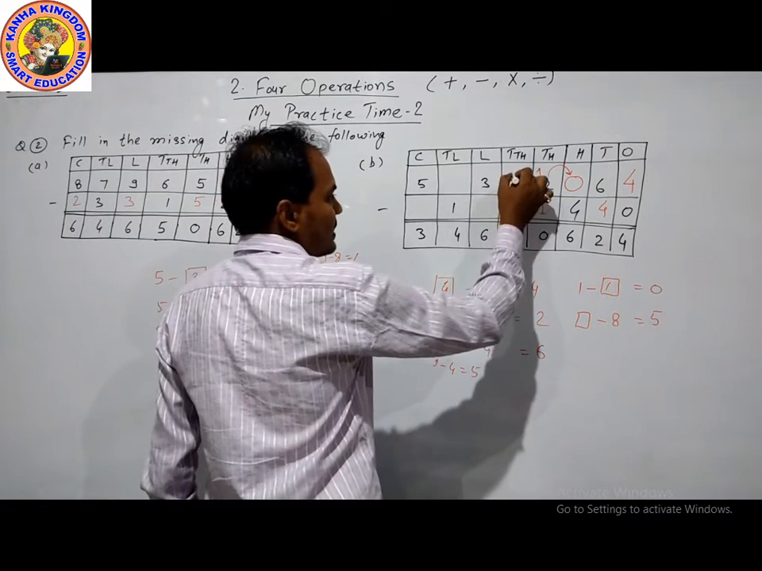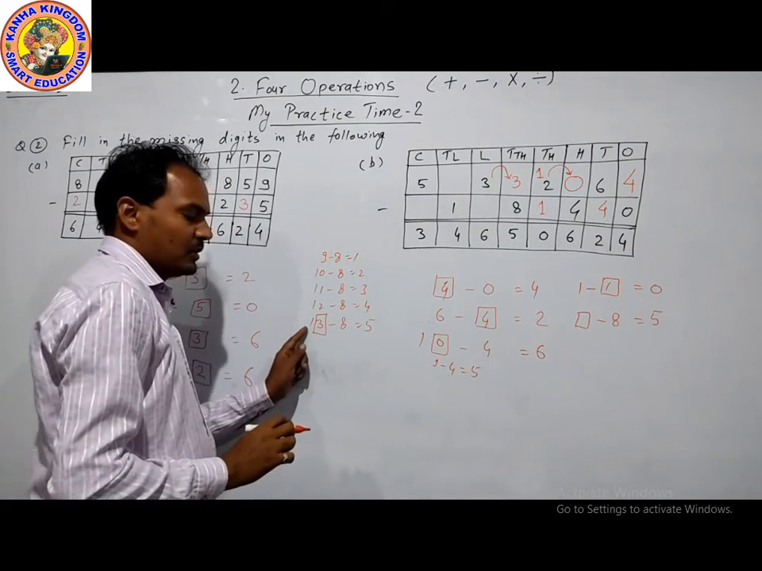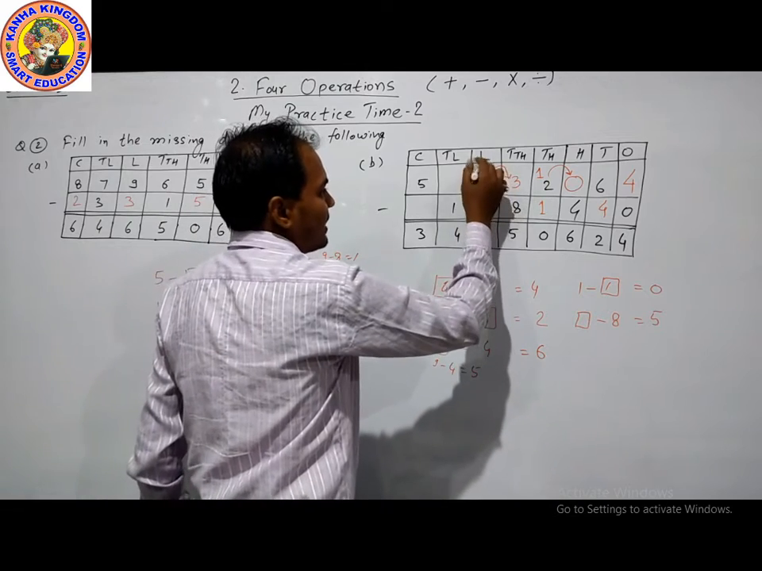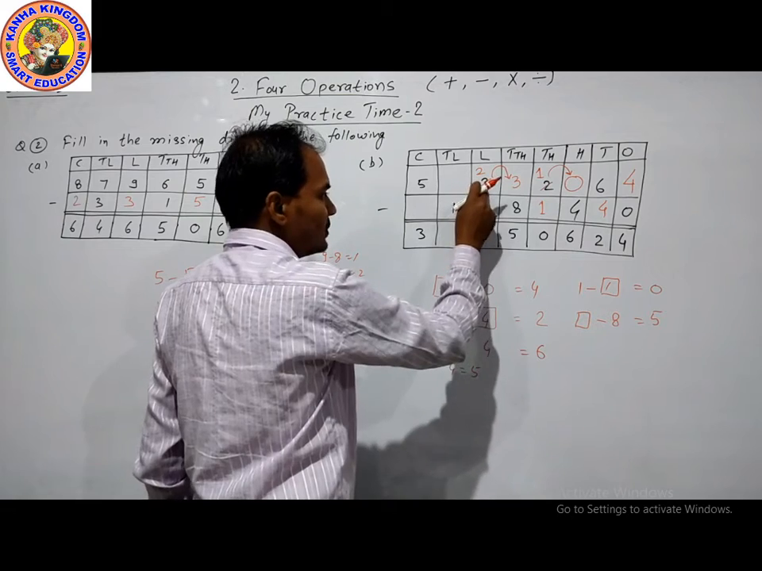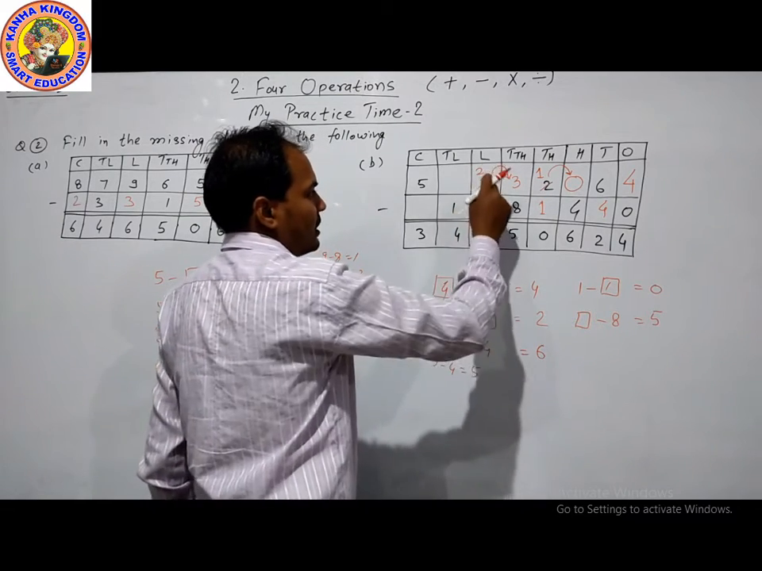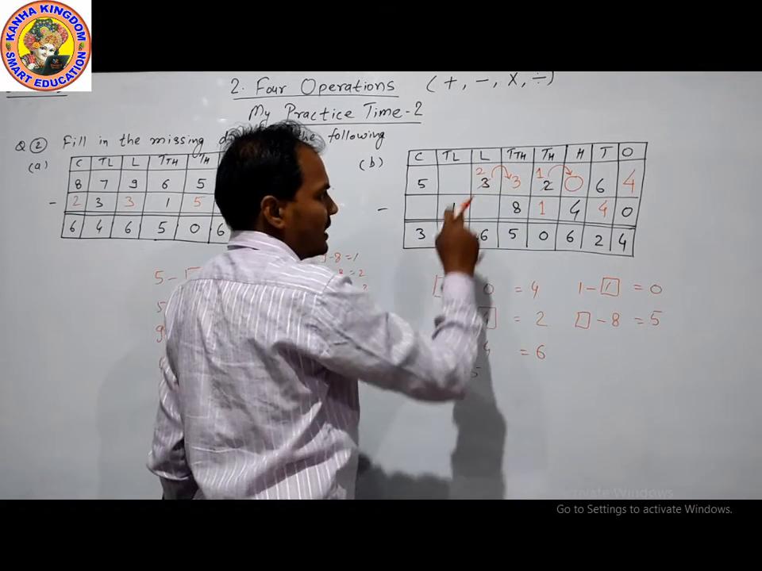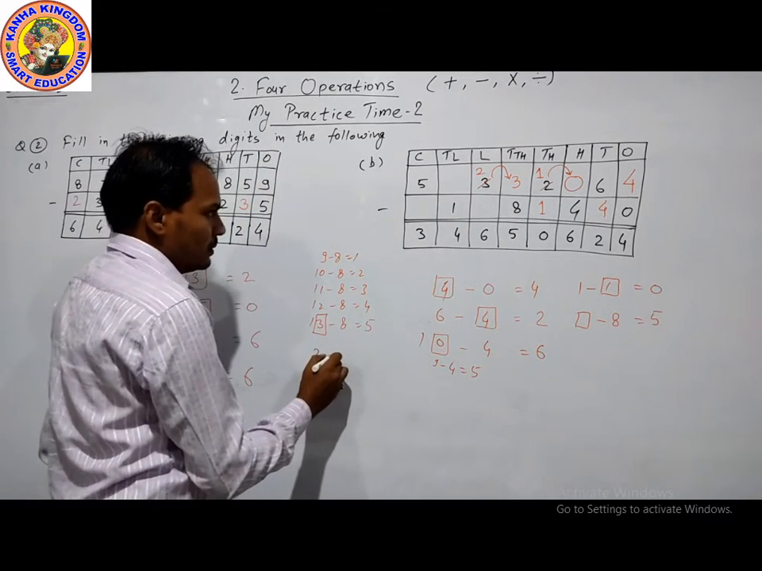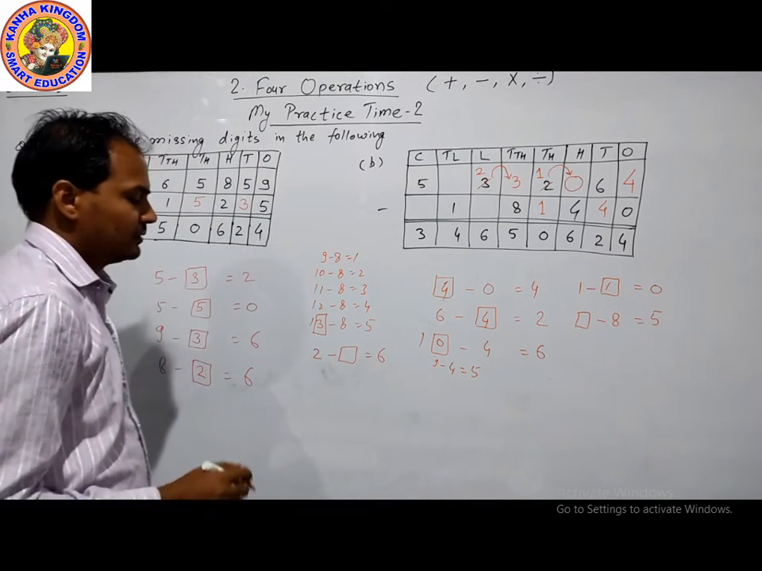In the blank space here is 3, and a borrow is taken for 1. 13 minus 8 is equal to 5. So when we take a borrow point from 3, here is 2. Now taking a borrow point, this is 13. 13 minus 8 is equal to 5. Now this is 2. 2 minus something is equal to 6.